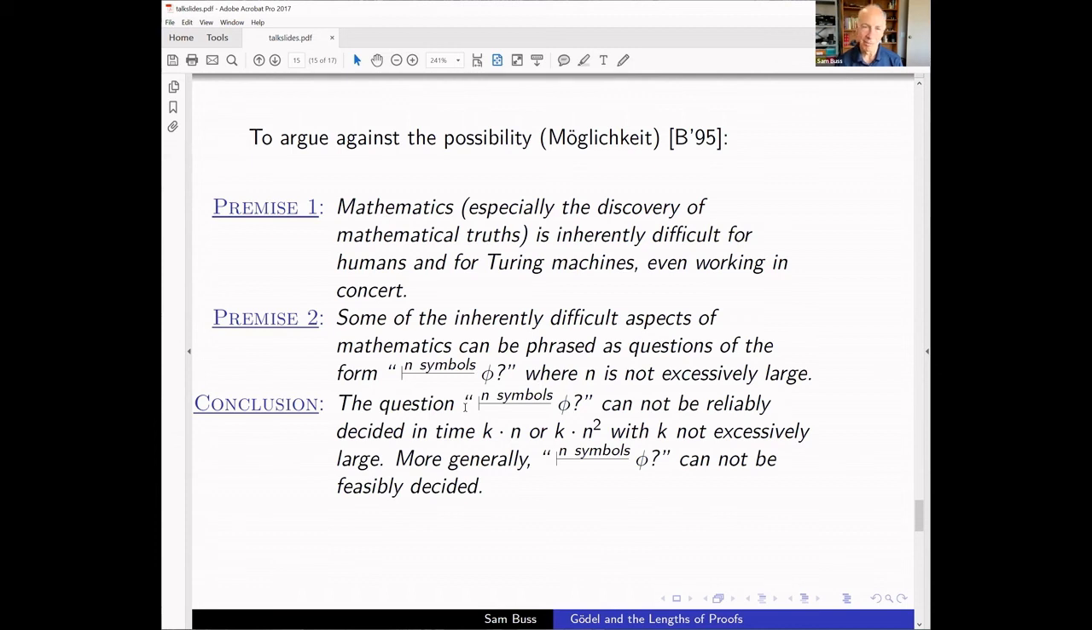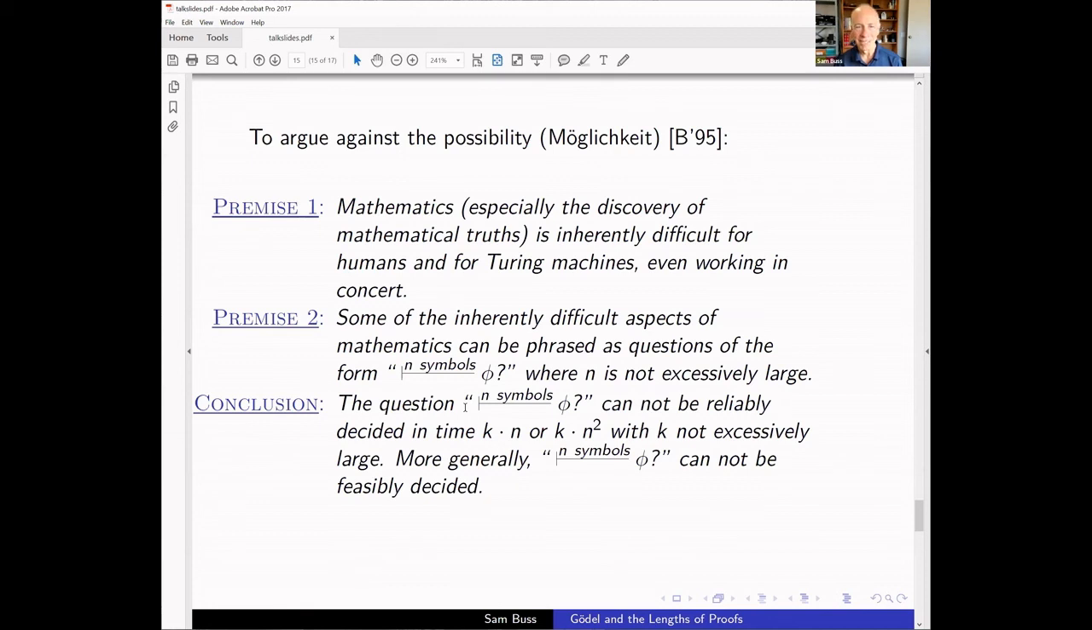So if you accept both these premises, and I guess premise one is the questionable one, the conclusion follows that the question, does phi have a proof of n symbols, cannot be reliably decided in times kn or k times n squared, with k not excessively large. More generally, to use modern terminology, the question of whether phi has a proof of n symbols cannot be feasibly decided. So if I have a few minutes left, let me come back to what premise one means.